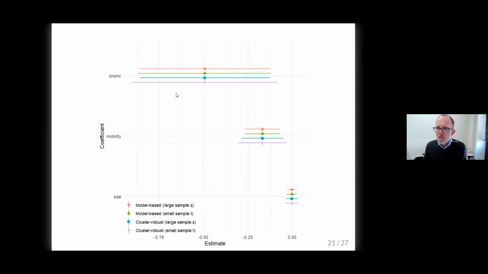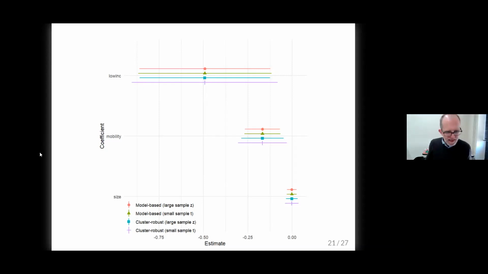Here's just an illustration of how much of a difference this makes. At the top in the red is the large sample model-based confidence interval. Doing a small sample adjustment from the lmerTest package hardly makes any difference with these data. The blue is the large sample cluster robust confidence interval. And then the purple is the small sample adjusted confidence interval. And you can see they're just bumped out a bit. That indicates that the small sample adjustment is really needed to give a fully honest representation of the uncertainty in these coefficient estimates.